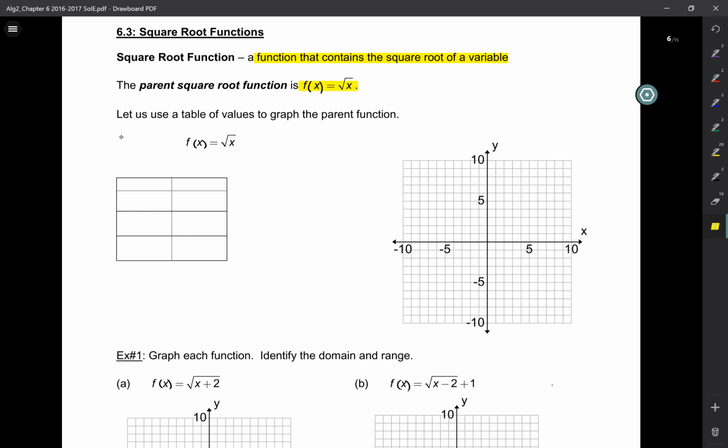Let's use a table of values to graph root x so we see what it looks like, okay? All right, so if this is x, and this is y equals root x, or actually it's f of x equals root x. I'm going to plug in values of x here, okay, and reproduce the graph over there, right? So let's start with x equals 0, all right? Y would be the square root of 0, which is what?